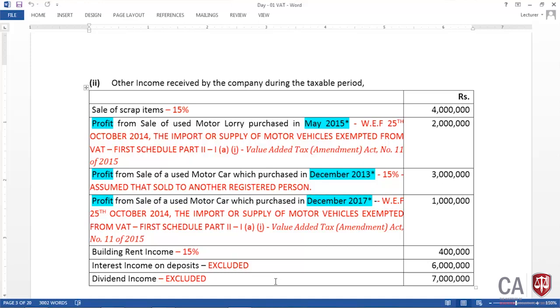Then here is scrap sales, and the second one, profit from sale of a used motor lorry purchased in May 2015. Before this, I am going to mention another two also. Profit from sale of a used motor car which was purchased in December 2013. Profit from sale of a used motor car which was purchased in December 2017. Now, profit. First thing in this, you should understand the profit is not a value of supply or a taxable activity in the VAT law. You need to look at what the sales proceeds are.